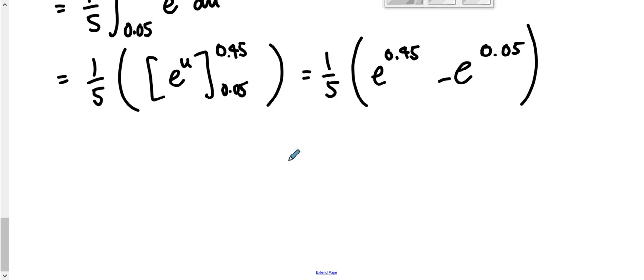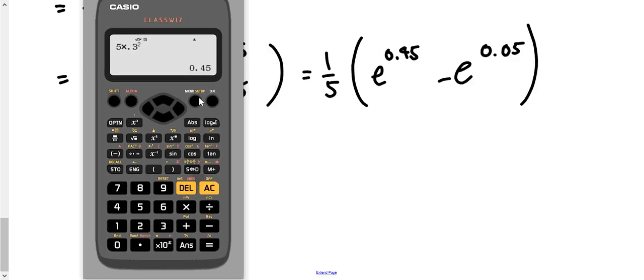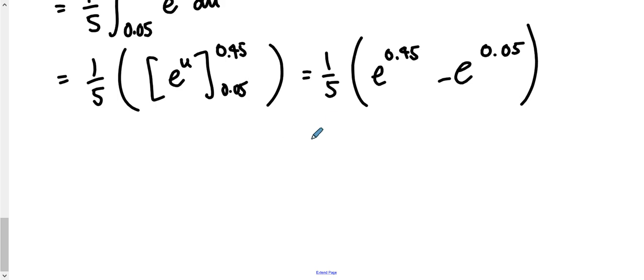And again, that's one for the calculator. So calculator, let's drag over here. And we can see here, I'll do the bit in brackets, e to the power 0.45 subtract e to the power 0.05 comes out as that, and then it's a fifth of that, so we'll just divide by 5, and we get 0.103. 0.103, and that's the answer.